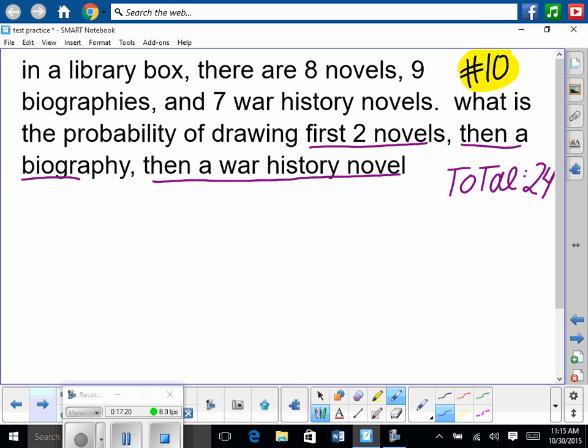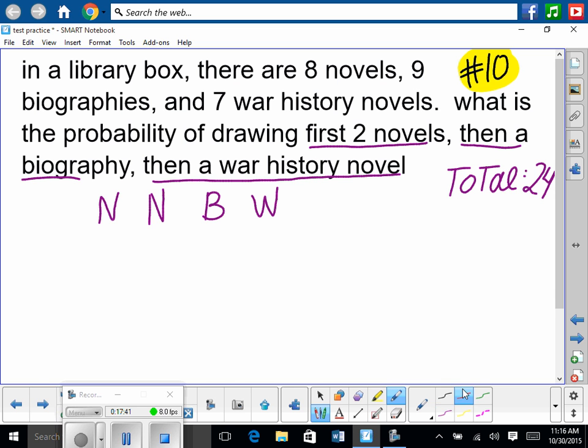Okay. So now it says, what's the probability of drawing first 2 novels? Well, we can't work in twos. We've got to work in ones. They're going to ask it to you like this to see if you know that. All right, so we have to work in ones. So what we're really wondering is, what's the probability of drawing a novel, then a novel, because that's 2 novels, then a biography, then a war history novel?